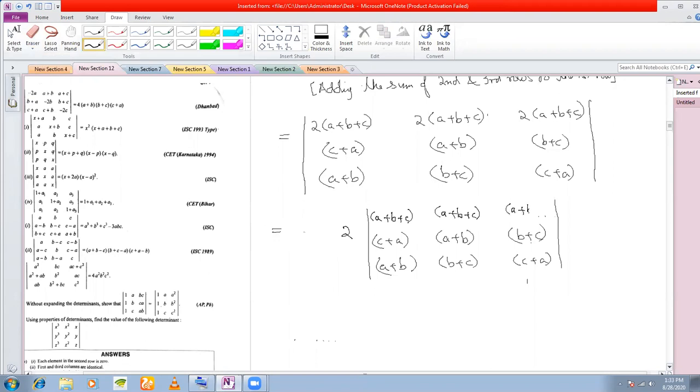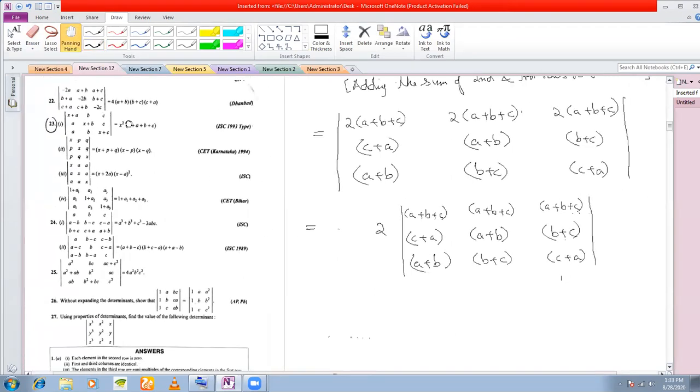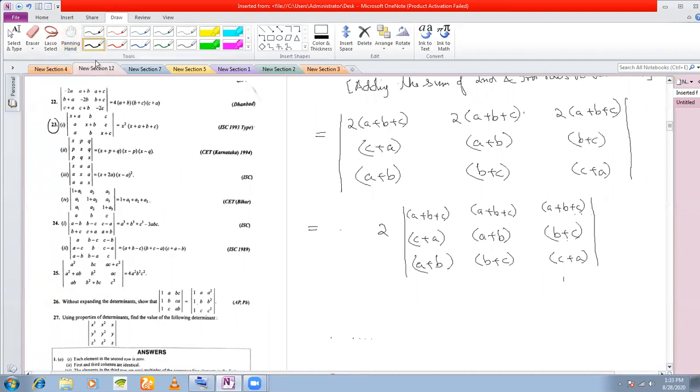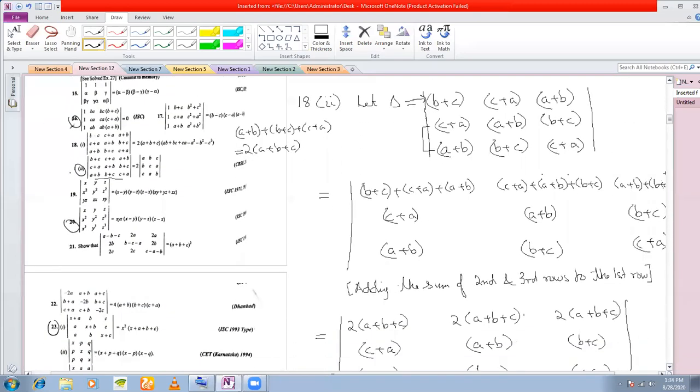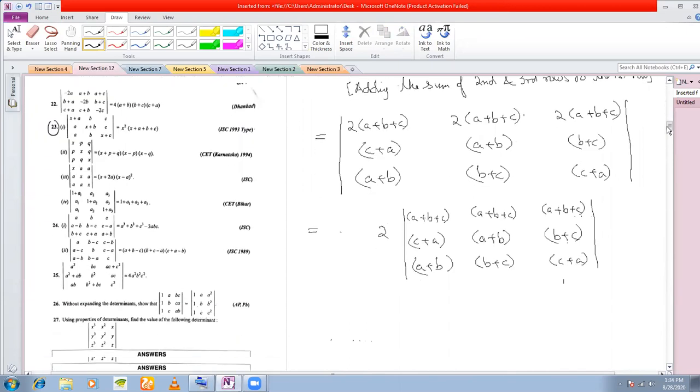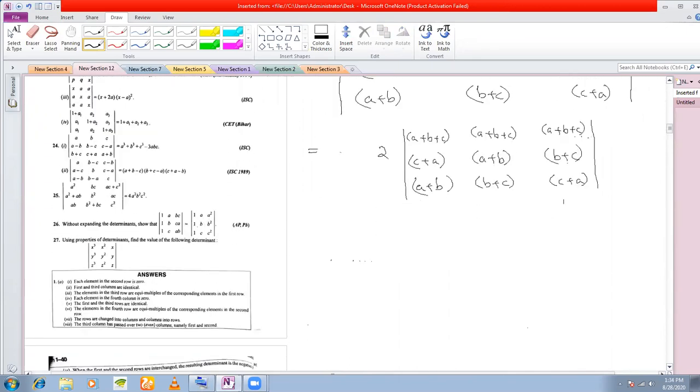Now what is the reason here to do this? The reason is that I want to show that this determinant, the left hand side determinant that I have taken as delta, is equal to this determinant. I don't want to find the value, like in all other sums that I have done. That is why I have taken only two out.